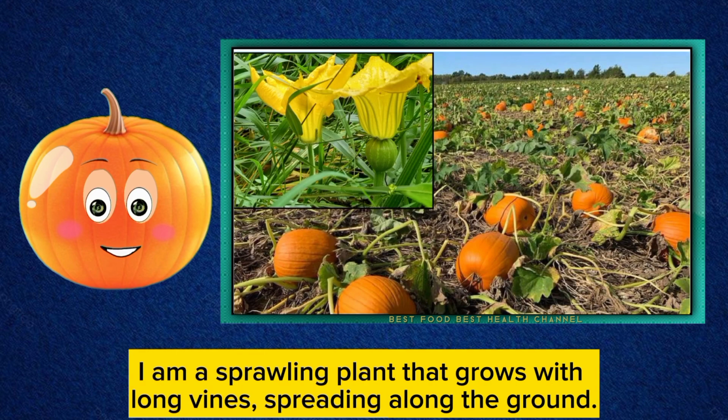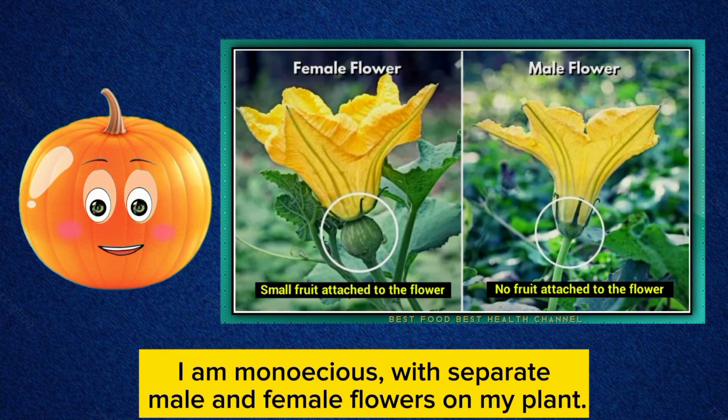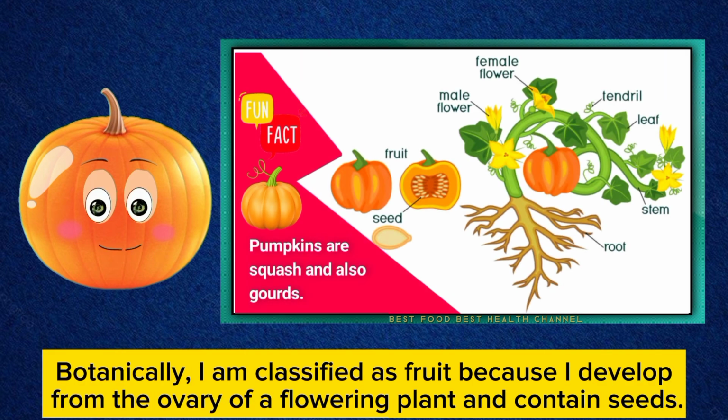I am a sprawling plant that grows with long vines, spreading along the ground. The yellow-orange flowers that bloom on the pumpkin vine are edible. I am monoecious, with separate male and female flowers on my plant. Botanically, I am classified as fruit because I develop from the ovary of a flowering plant and contain seeds.